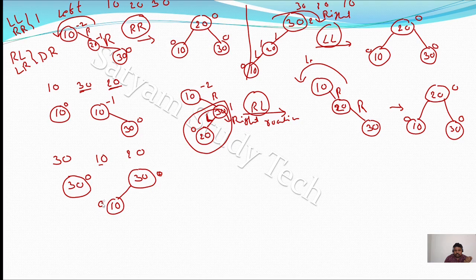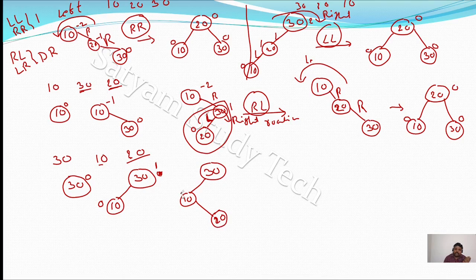So there is no left subtree, there is no right subtree, so 0 minus 0 is 0. But in this case we have one left subtree, height of the left subtree is 1 and there is no right subtree. That means here the balance factor of 30 is 1. Okay, it is balanced. Now we have to add the next node, 20. So here, where can you add 20? In this case 10 is there, and 20 will be added here because you know BST it can follow.